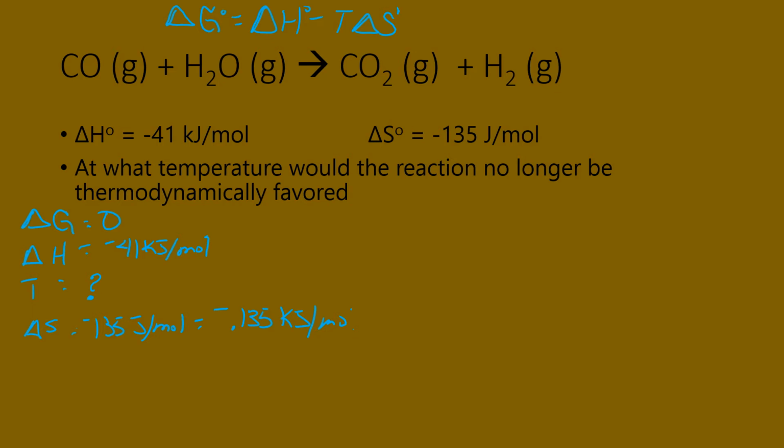So we plug this in, and we're looking for T. Rearranging our equation, delta G plus T delta S is equal to delta H. We need to move the G over, so T delta S is equal to delta H minus delta G, and then we divide both sides by delta S. So T is going to equal delta H minus delta G over delta S.